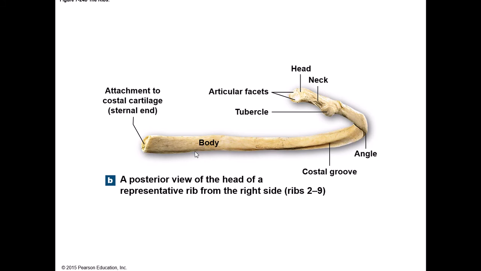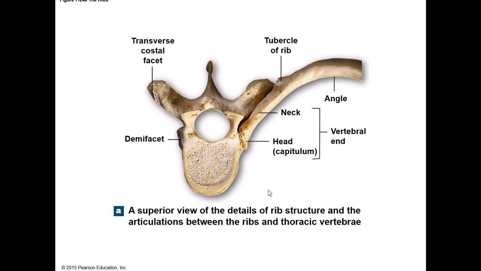On the underside of the rib, you're going to see a groove. It's usually best visualized right at the angle, like right here, and then it heads to the body. This is called the costal groove. So I had gone over this when we did the thoracic spine, but just to show you, the rib head right here articulates with the costal facet on the thoracic vertebrae. Here's the neck, and then here's the tubercle of the rib. If you remember, that articulates with the transverse costal facet.